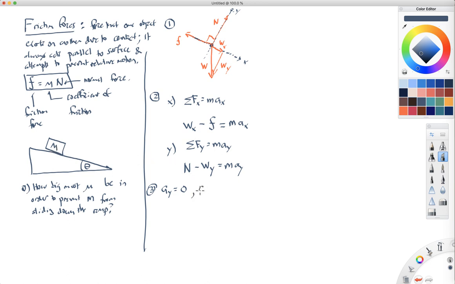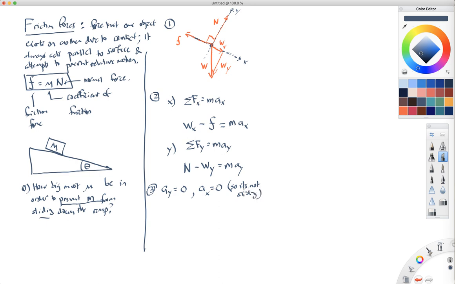Another constraint we're going to have is that we're trying to solve for how big mu must be to prevent the mass from sliding, right? So we're going to demand that the acceleration in the x direction is 0. That is, it's not sliding.